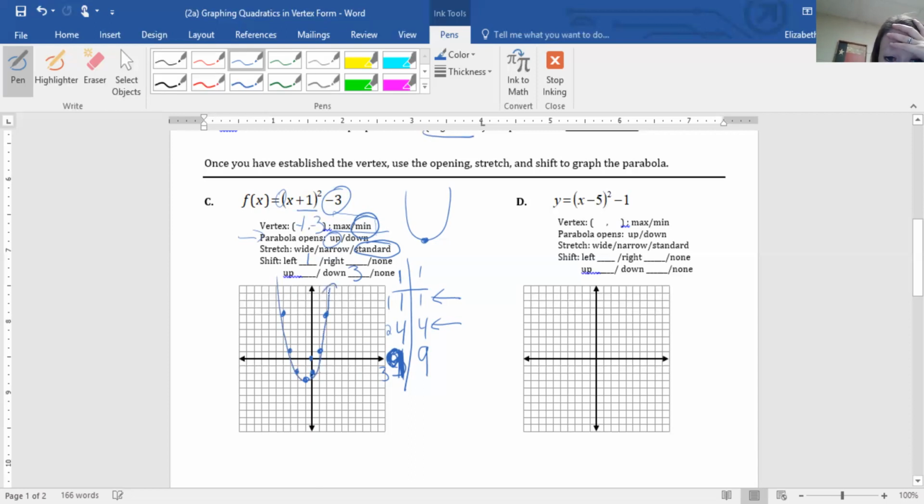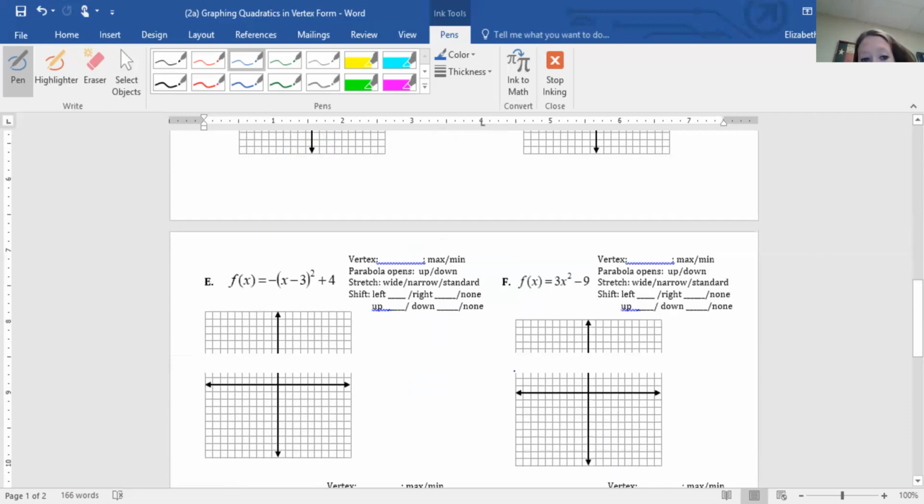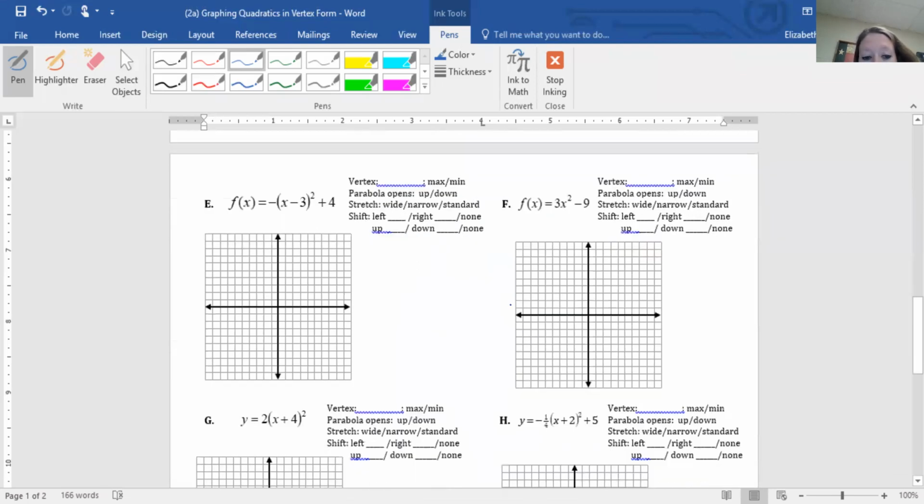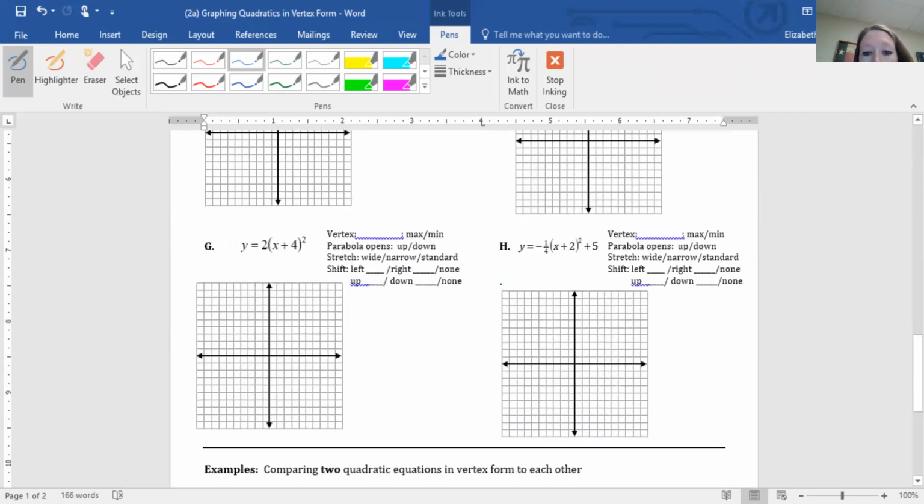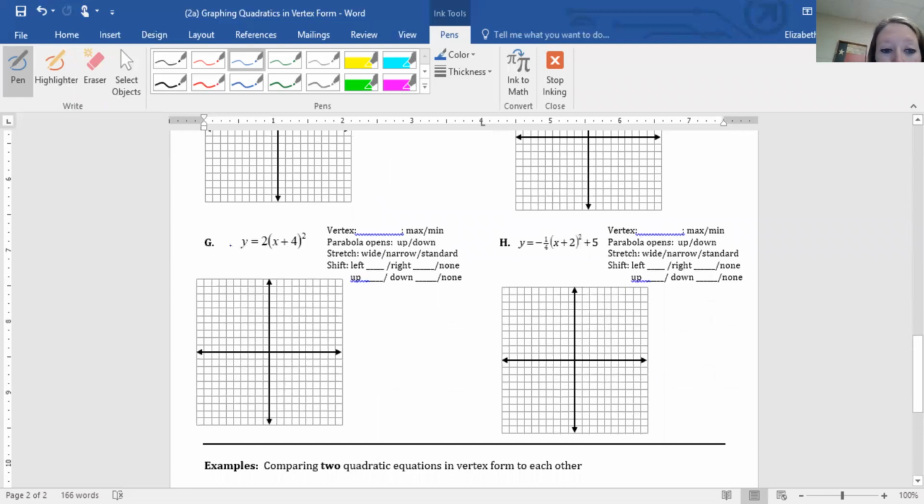And there's my parabola. Okay, D is more of the same. Let's go down here and let's look at G, because I want to show you one where the A is actually different.